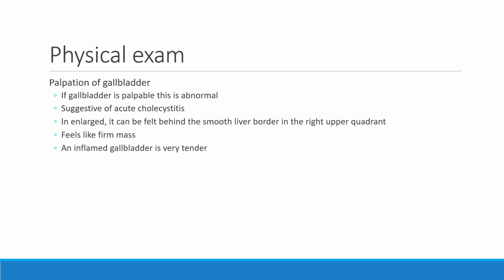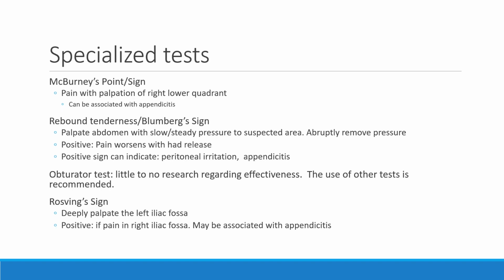Palpation of gallbladder, we shouldn't be able to feel the gallbladder. And if you can, that is abnormal and suggestive of cholecystitis. If it is enlarged, it can be felt behind the smooth liver border in the right upper quadrant, and it feels like a firm mass, and is typically very tender.